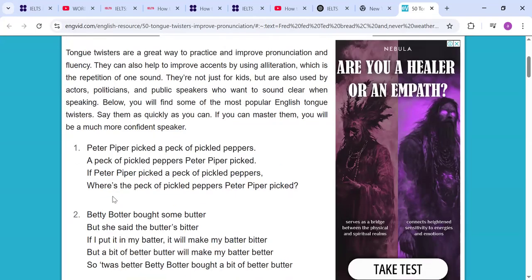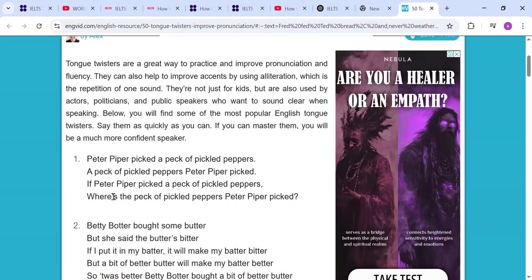So try to use these ones. You can see it is a great way to practice and improve pronunciation and fluency. They can also help to improve accent by using alliteration, which is the repetition of one sound. They are not just for people learning; they are also used by actors, politicians, and public speakers who want to sound clear when speaking. Below you will find some of the most popular English tongue twisters.